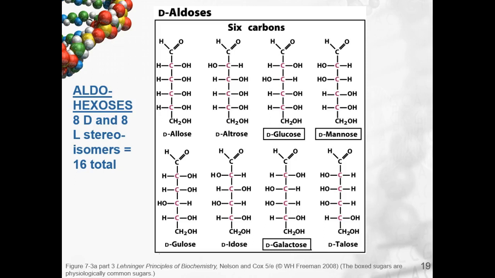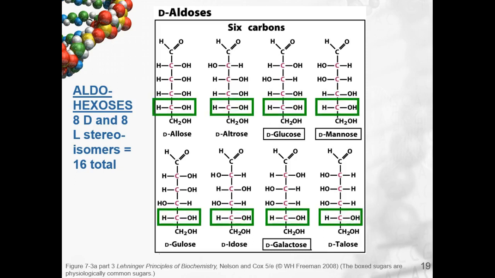So if you like, you can do the exercise. This would take you a while, but if you like, you could sit down and draw all of the L counterparts, all of the mirror images of these sugars. So that gives you your 16. We have 8 Ds and 8 Ls. So again, note that these are all Ds because the first chiral carbon from the more reduced end is pointing to the right on all 8 of these.